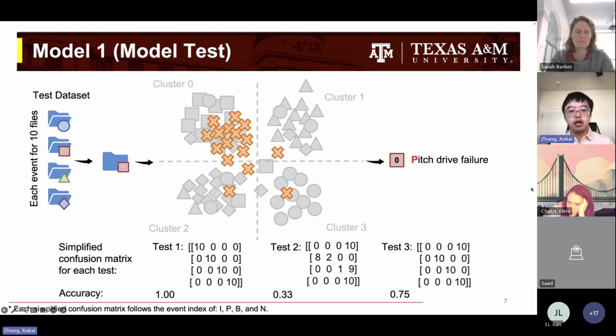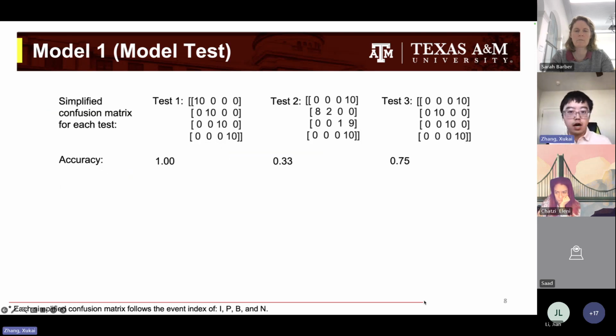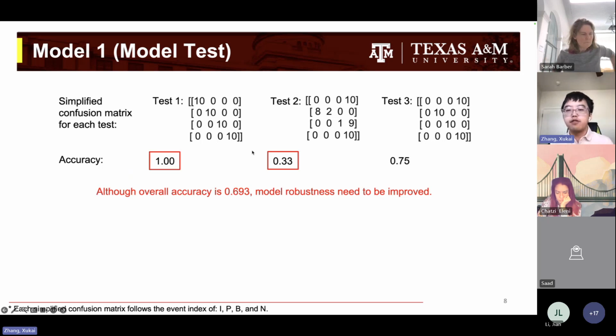The accuracy here is 1.0, 0.33, and 0.75. As you may have noticed, the accuracy reaches 1 in some cases, but drops to 0.33 in others. Although the overall accuracy is 0.693 when combining all 3 data sets, this indicates that the model lacks robustness and struggles with certain scenarios. We believe this is due to limited training data, causing the model to underperform when encountering unseen scenarios.